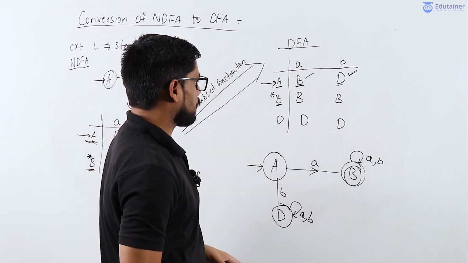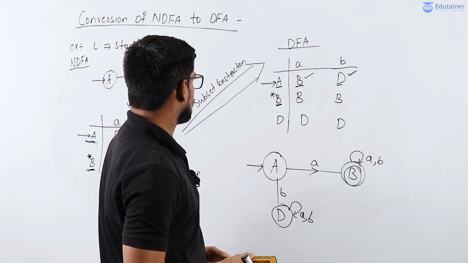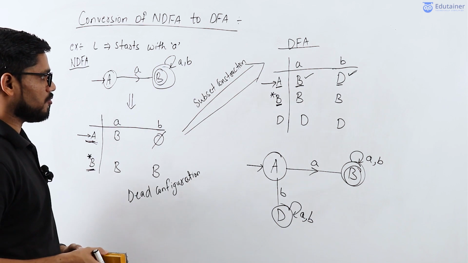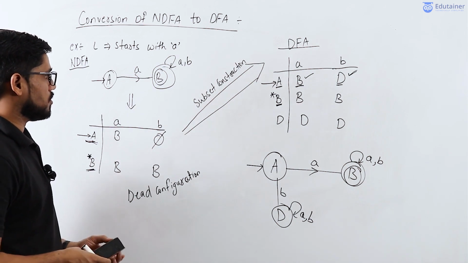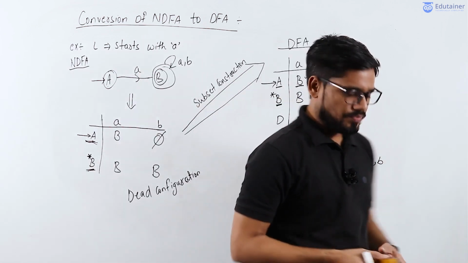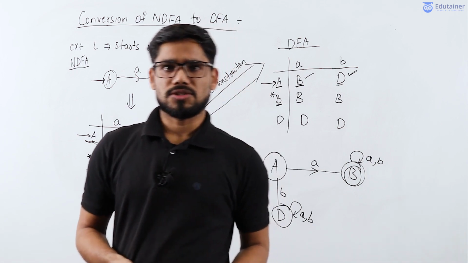So I think you got the point of the subset construction method, how to draw the transition table and transition diagram of a DFA from an NDFA machine. Similarly, I can take some other examples also. In the next video we will see one more example related to the subset construction method.